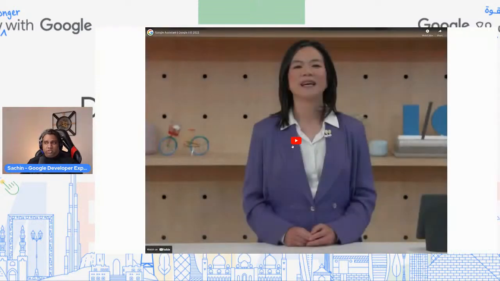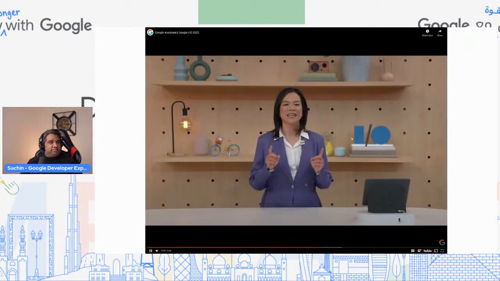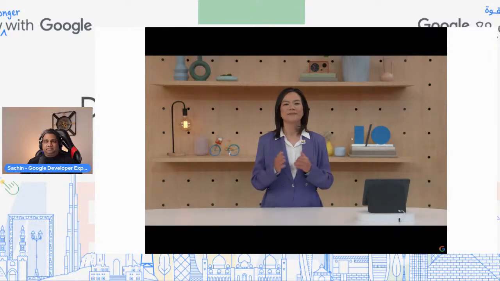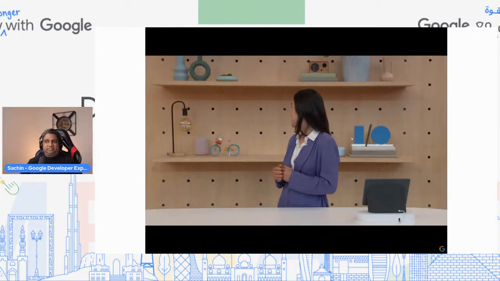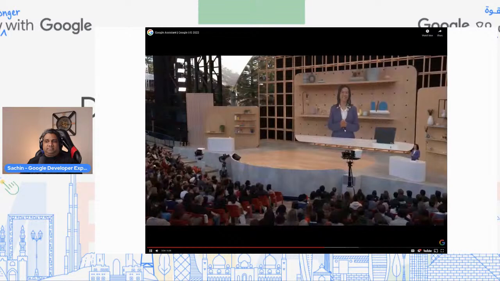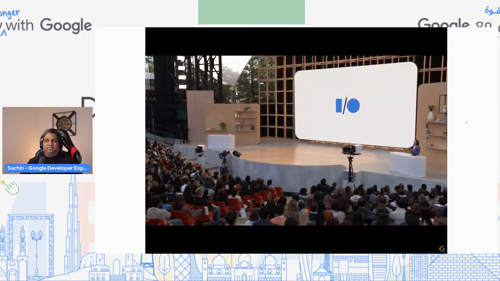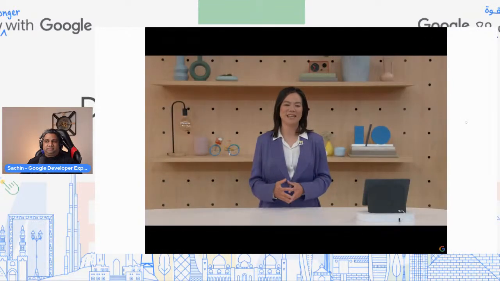So how does it work? Here's another example of that. All right, check this out. Turn off the living room light. That was so easy. I just said what I wanted.